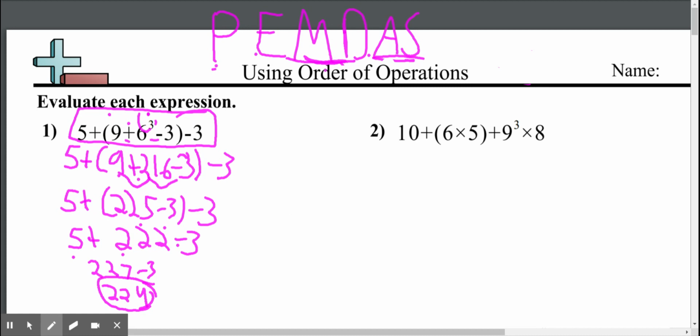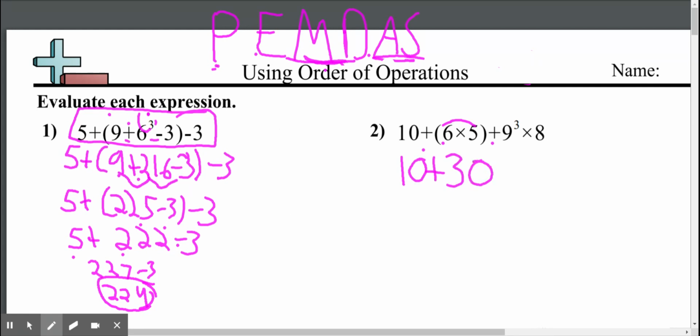So now let's look at number 2 here. That'll be the last one we look at. So once again here we have a parentheses, we have an exponent, we have some multiplication here, and we have addition here, okay? Well, what would I tackle first? What's the first thing I should tackle? Well, according to PEMDAS, it's everything in my parentheses. And the nice part is this time I only have a simple operation, this 6 times 5. So 10 plus, and then 6 times 5, well, that gives me 30, okay?